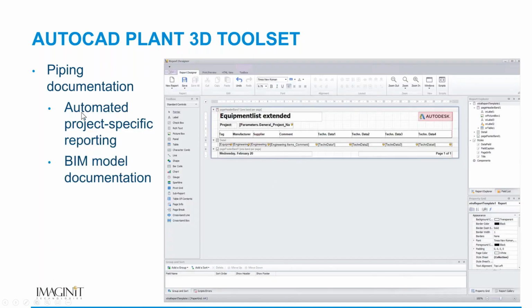And then inside the piping documentation, you have a report manager here that you can actually go through and design your reports. And when you run the reports, everything that you've specified in here will come out from that Plant 3D drawing. And the BIM model documentation runs very similarly to that.